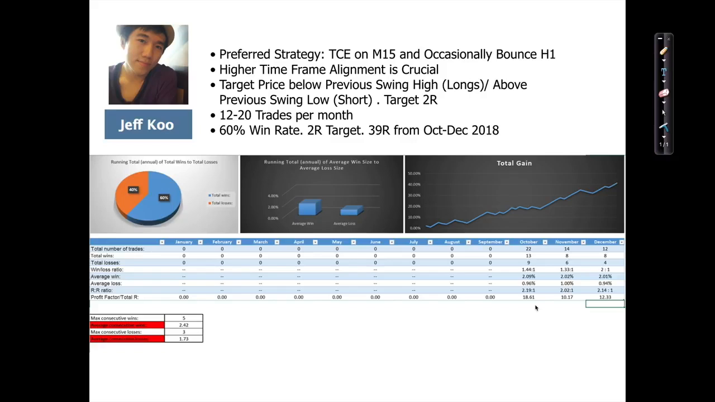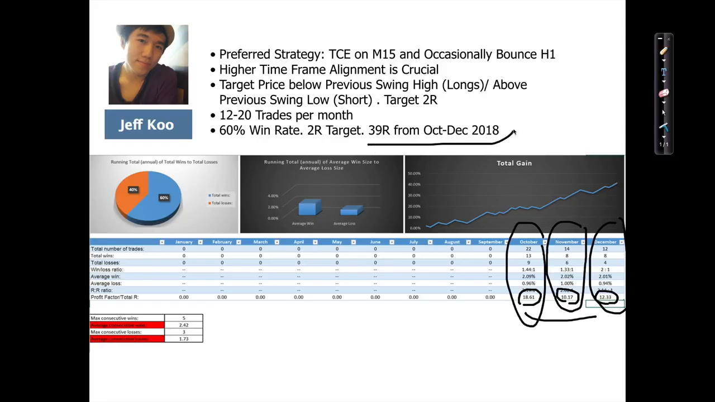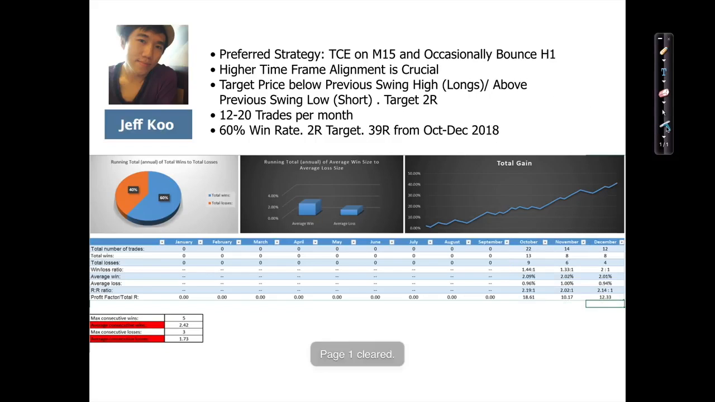Okay, so the first is Jeff Khoo, and these were his recent results, which are pretty impressive. He started trading in October, so he's got 3 months of trading so far. For October, you see he got 18R, and he got 10R for November, and 12R for December. So a total of 39R, which is pretty good. It's a 60% win rate on average. In fact, over here you can see some of his stats.